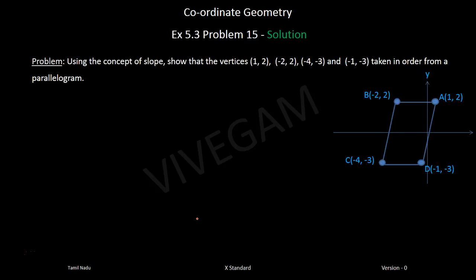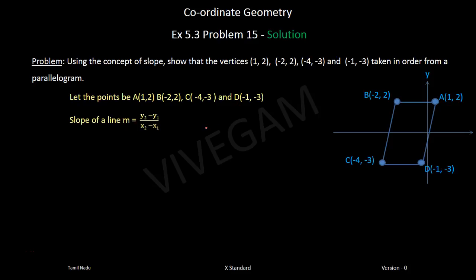Okay, the solution. You have to find the slope of all the 4 sides using the 2-point form. Let the 4 points be A(1, 2), B(-2, 2), C(-4, 3) and D(-1, 3). The slope of the line using the 2-point form is given by y2 minus y1 divided by x2 minus x1. Let's find the slope of AB. This is x1 y1, this is x2 y2. So 2 minus 2 over -2 minus 1. 2 minus 2 is 0 divided by -3. So slope of AB is 0. We'll find CD next because these are the 2 you have to check whether they are equal.